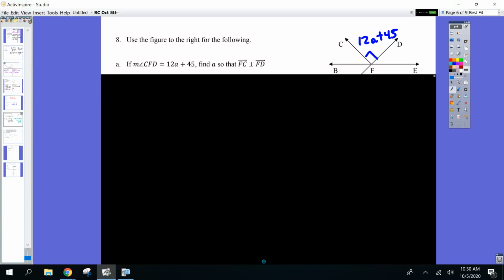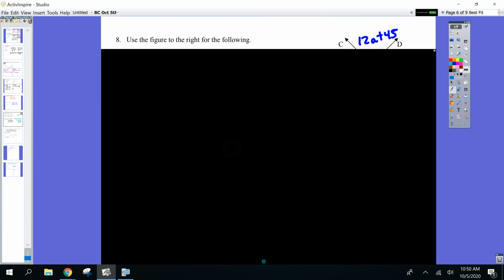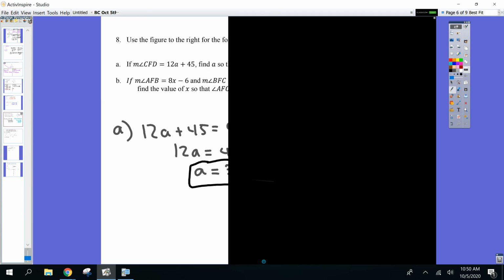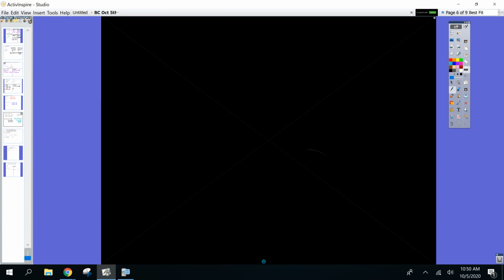So I'm going to take 12A plus 45 and set it equal to 90. Yes, you did get a decimal, honors kids. Welcome to honors. 3.75. All good there? And part B.